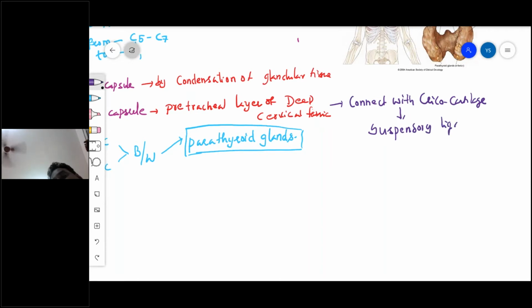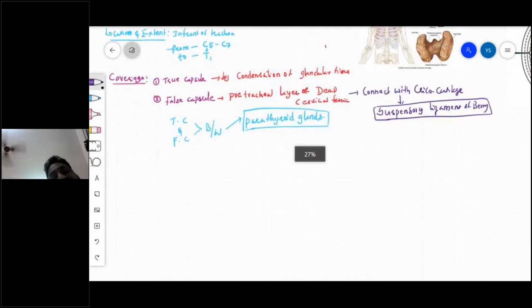Suspensory ligament of Berry. This is another point we have to highlight. This is about the coverings of thyroid gland. In the coverings of thyroid gland, mainly you highlight 2 points. Between true and false capsules, parathyroid glands are contained, most important one. And false capsule is connected with the cricoid cartilage through suspensory ligament of Berry.